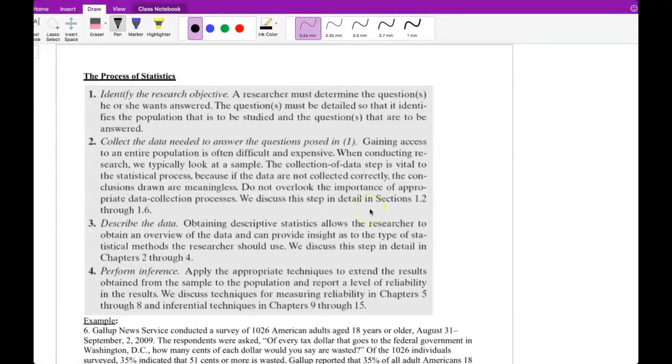Okay, now next page, here we have the process of statistics. Okay, so we have these steps. The first one, identify the research objective. And so what we have here is the researcher must determine the questions he or she wants answered.